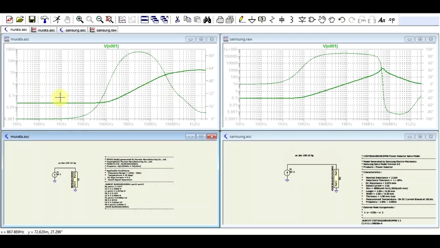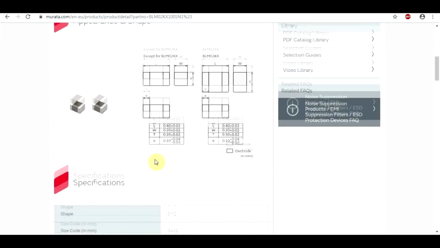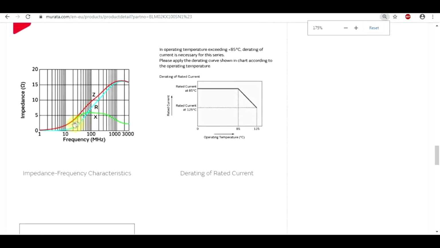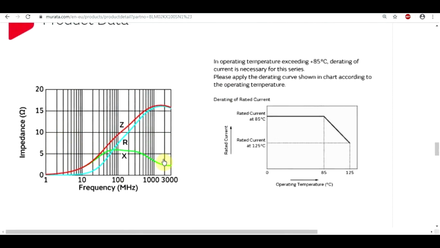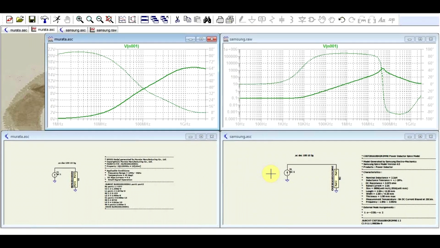And now we can also compare this graph to the one in the datasheet. So this is the datasheet for the ferrite I just simulated. And this time we actually have a proper impedance graph. So I rescaled it a bit, and now we can see that we have a very good correspondence between what's in the datasheet and what's in the simulation. So the simulation is working correctly. So these models are looking quite nice. But is there anything missing?